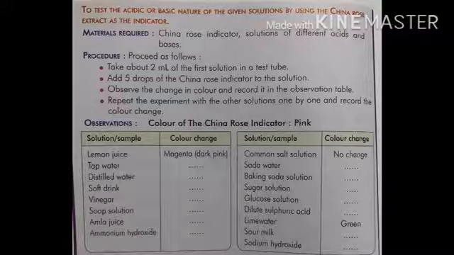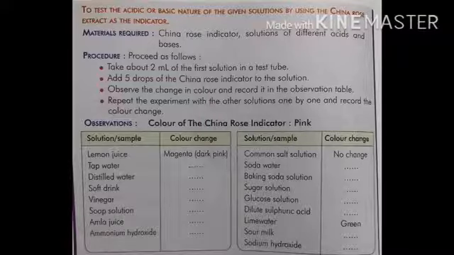Now lemon juice. Lemon juice is acidic, so the color change is magenta. Tap water is neutral, so the color changes to pink. Distilled water. Distilled water is again a neutral substance, so it changed to pink color. Soft drink. Soft drink is acidic, so it turned to magenta. Vinegar. Vinegar is again acidic, so the color change is magenta.